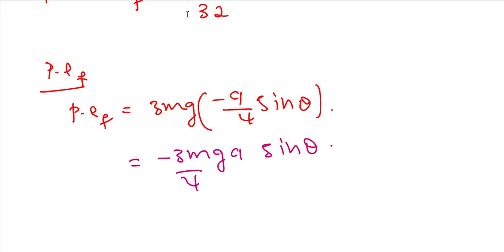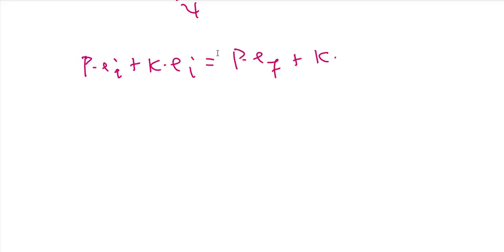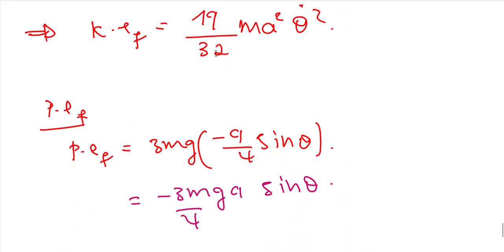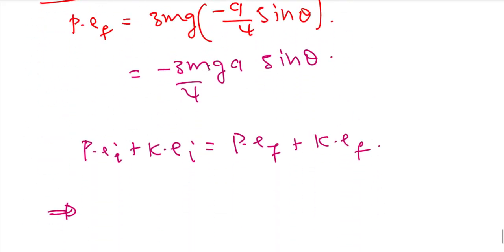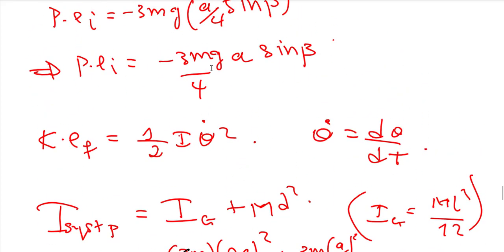Now we are going to replace this in our energy conservation equation. Now we saw that PE initial plus KE initial should be equal to PE final plus KE final. Now we are going to replace all our terms. Let's start with the initial. PE initial is negative 3mga sine beta on 4.